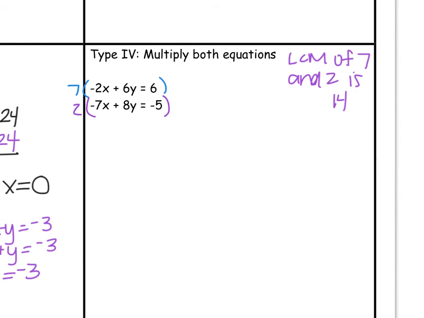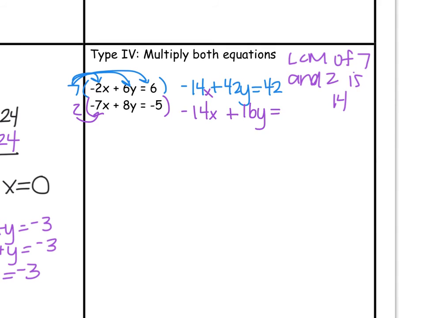And when we do that, we distribute everything. We get negative 14x plus 42y equals 42, because keep in mind that 7 gets distributed on everything. And the same thing with the 2. 2 times negative 7x is negative 14x. 2 times 8 is 16, so that's 16y. And 2 times negative 5 is negative 10.